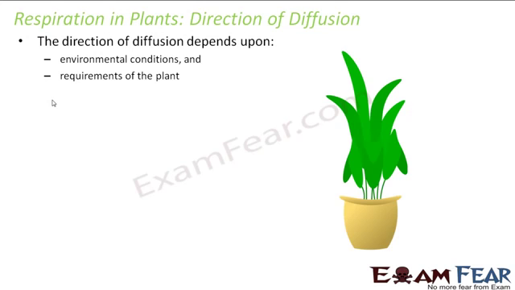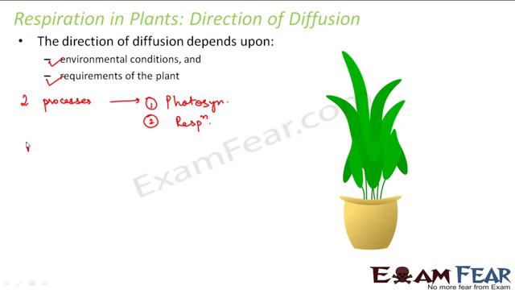The direction of diffusion depends upon the environmental conditions and the requirements of the plant. So what do I mean by these two terms? Environmental conditions and the requirements of the plant. So let us look at it. Now what are the two main processes which take place inside plants? One is photosynthesis and the second one is respiration.